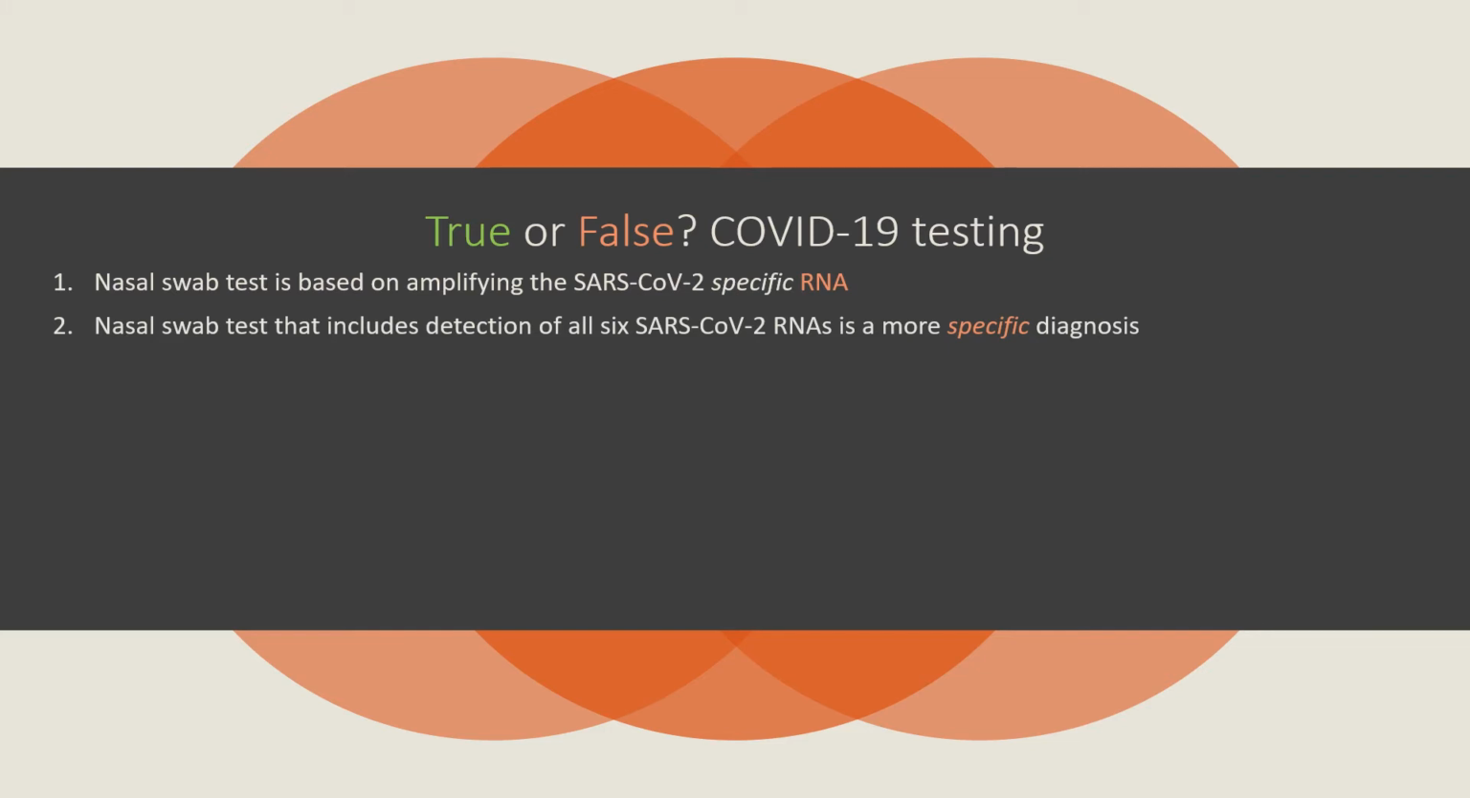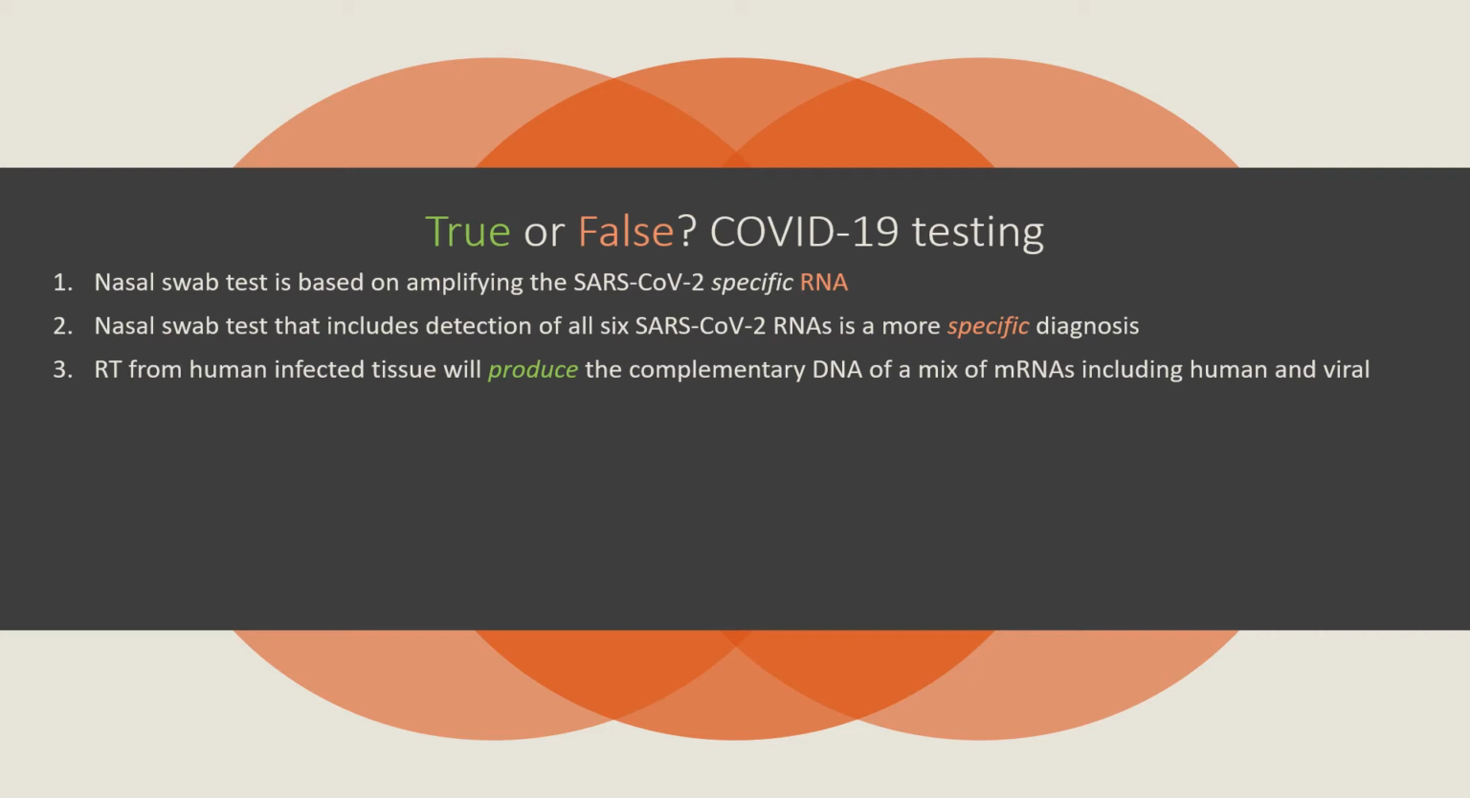Nasal swab test that includes detection of all 6 SARS-CoV-2 RNAs is a more specific diagnosis. Well, that's also not true. It's false because to be specific, we need to use the messenger RNA that's specific for the SARS-CoV-2, which is in the spike protein. The other 5 SARS-CoV-2 genes are common, and the sequences are shared and cross-react with other coronaviruses, so they would not be specific for the SARS-CoV-2.